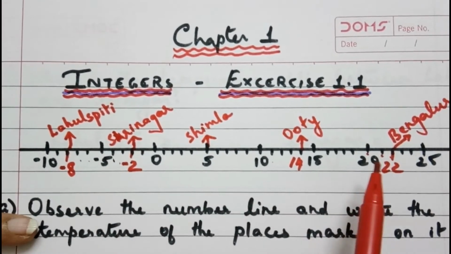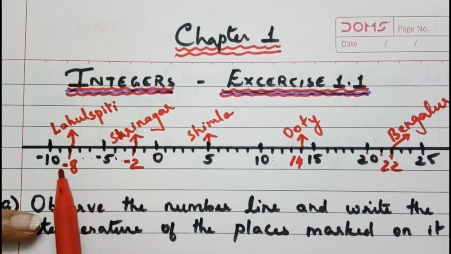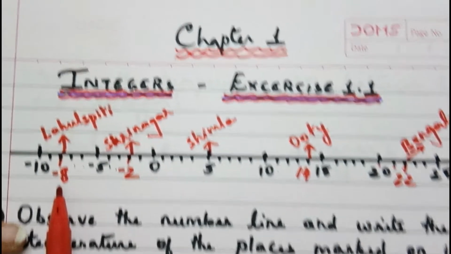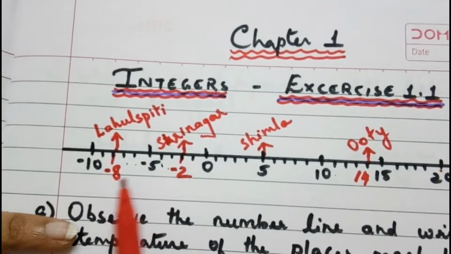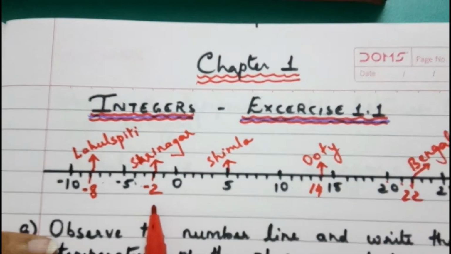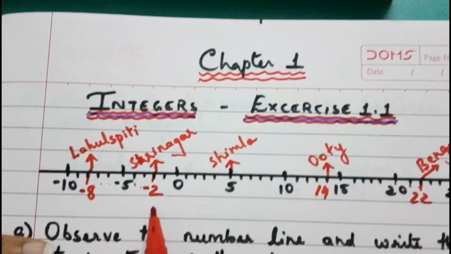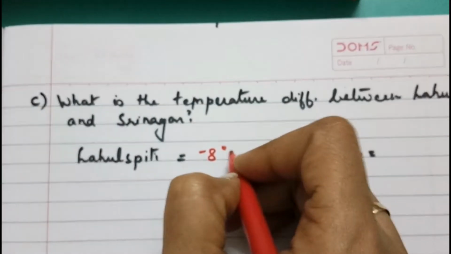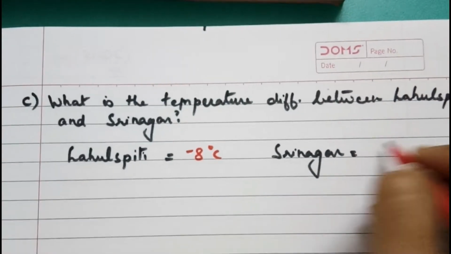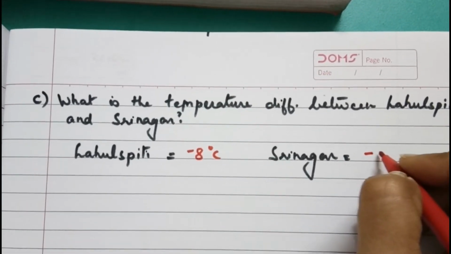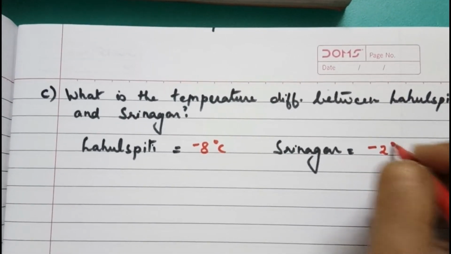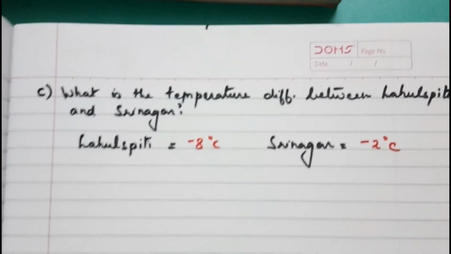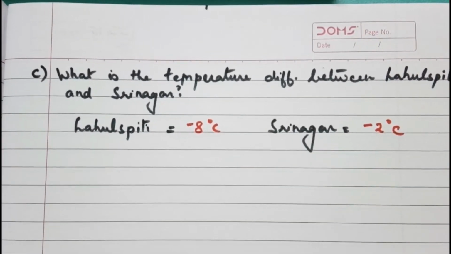So if we find in this number line, the temperature of Lahul Spiti marked here is minus 8 degrees Celsius and that of Srinagar is minus 2 degrees Celsius. So the temperature noted for Lahul Spiti is minus 8 degrees and for Srinagar is minus 2 degrees Celsius. Now let's calculate the difference between them.